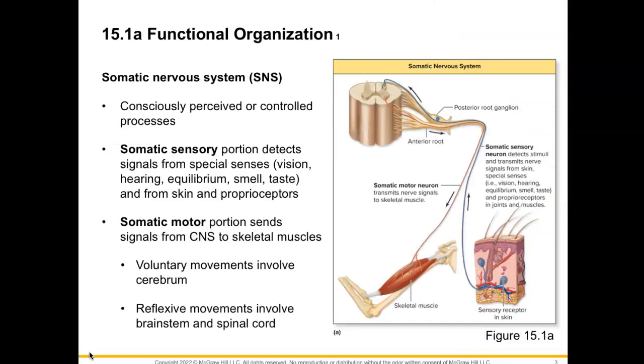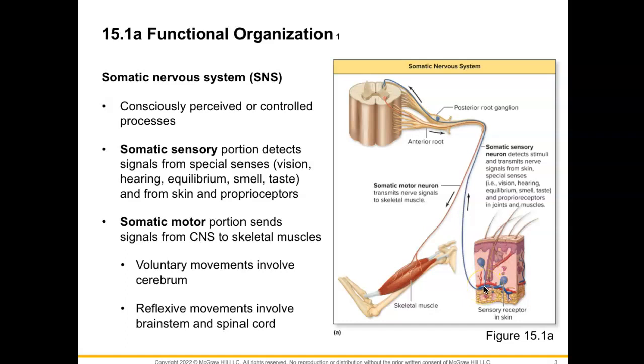First, let's review our somatic nervous system. This is going to be the nervous system that helps us consciously perceive and control processes. We have our somatic sensory portion that's going to detect signals from our special senses. This would include things like our vision, hearing, equilibrium or balance, our smell, and our taste. And we are bringing that information in from our skin and our proprioceptors.